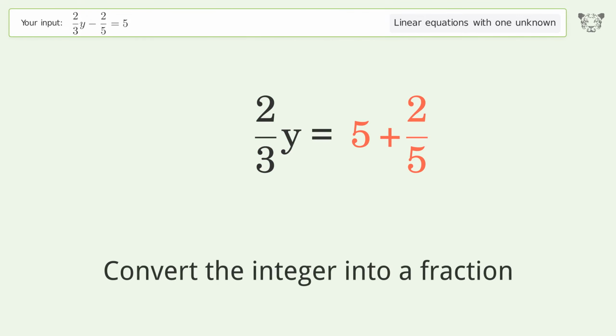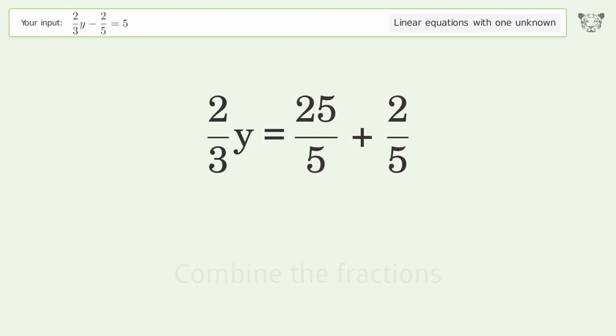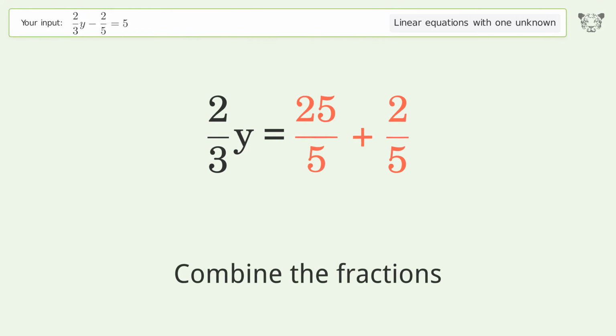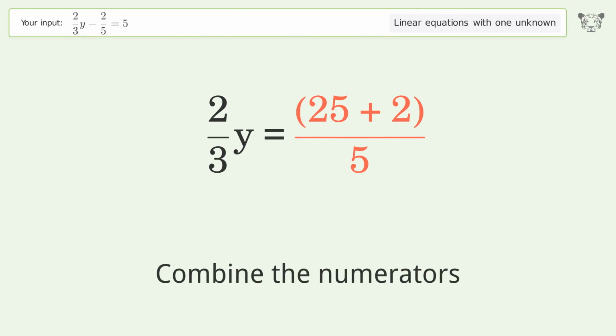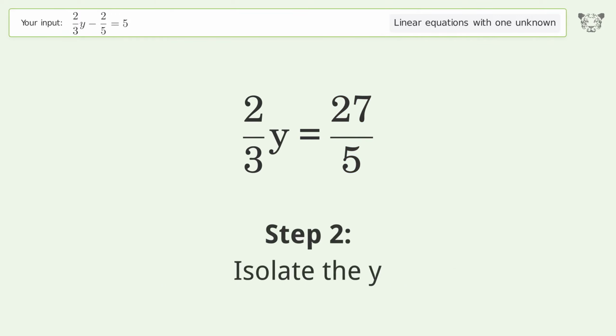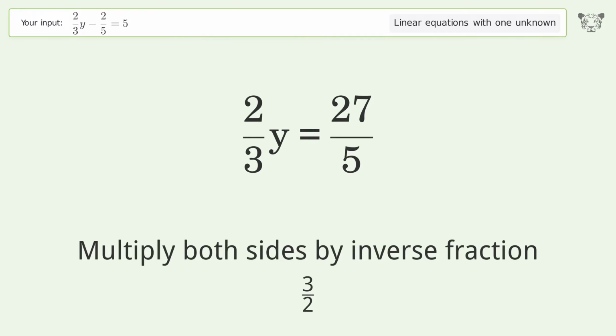Convert the integer into a fraction. Combine the fractions. Combine the numerators. Isolate the y. Multiply both sides by the inverse fraction 3/2.